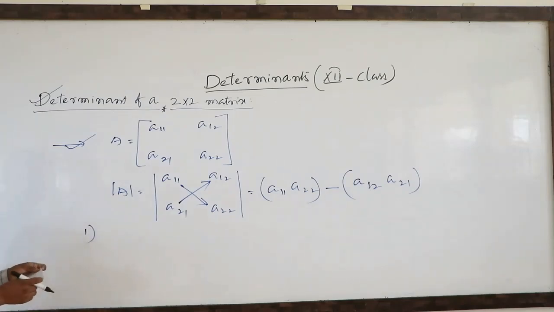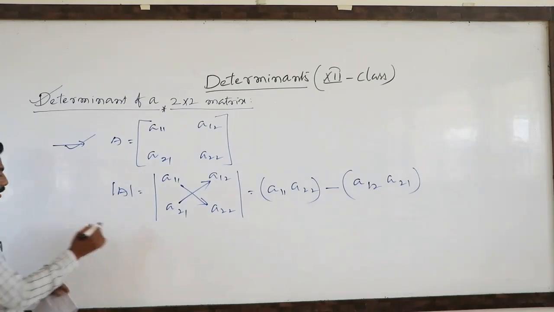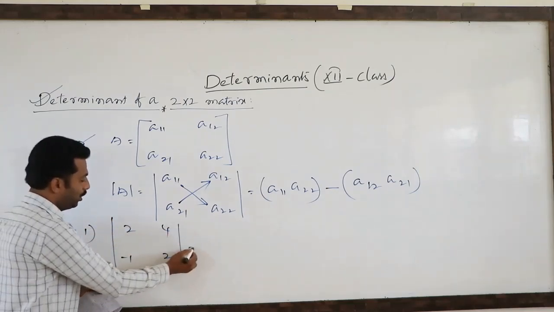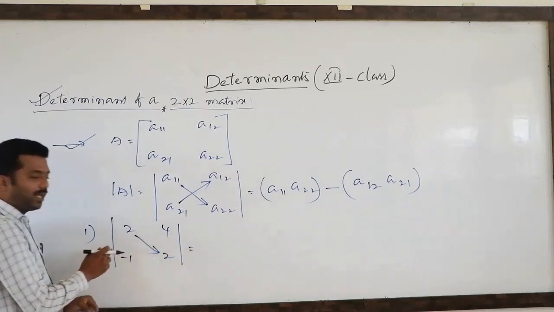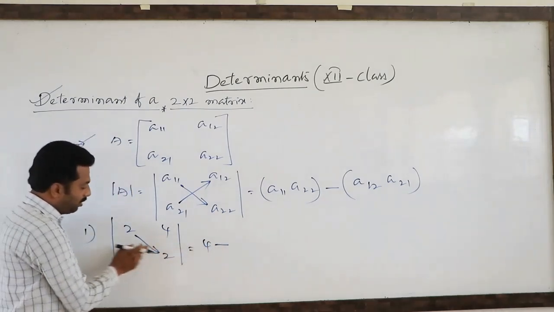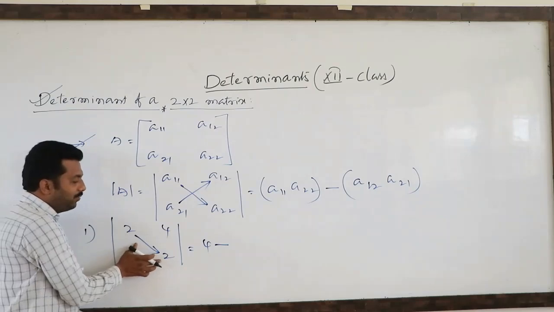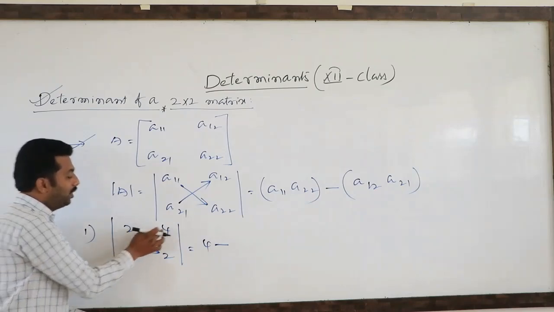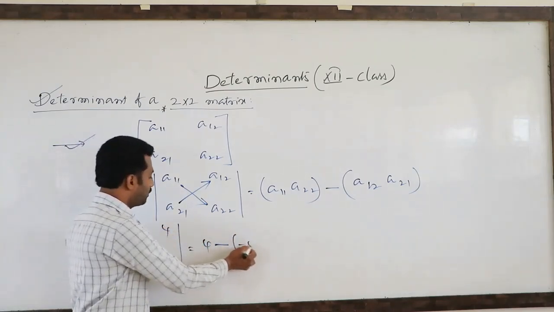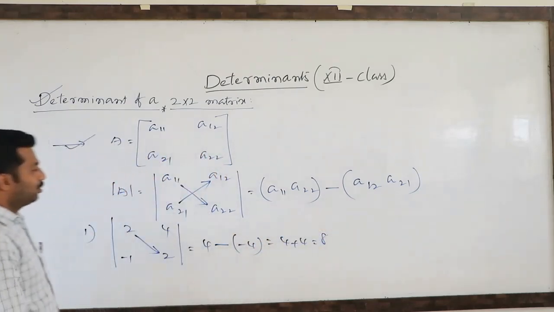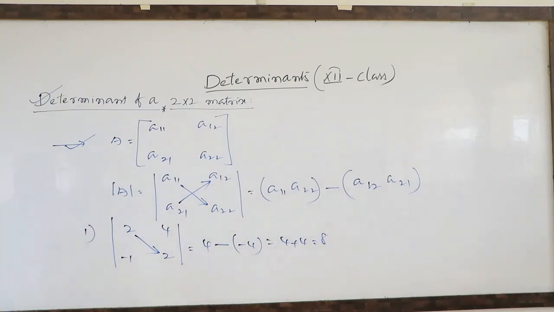First one, these are your NCERT problems only. Determinant of 2, 4, minus 1, 2. See here, product of the principal diagonal elements, 2 into 2, that is 4, minus. You remember, if you are taking the product of the diagonal elements, you immediately have to write minus. You don't forget that one. Then minus 1 into 4, this is minus 4. So 4 plus 4, nothing but 8. So what is the determinant of this matrix? Determinant is 8.